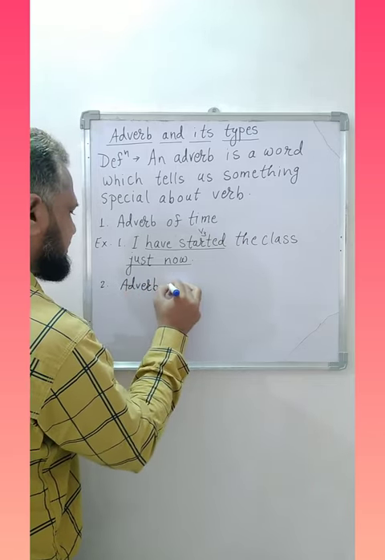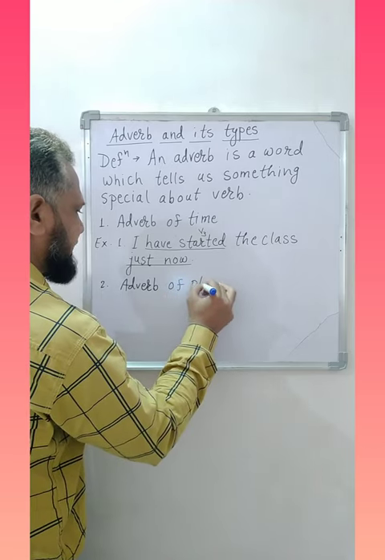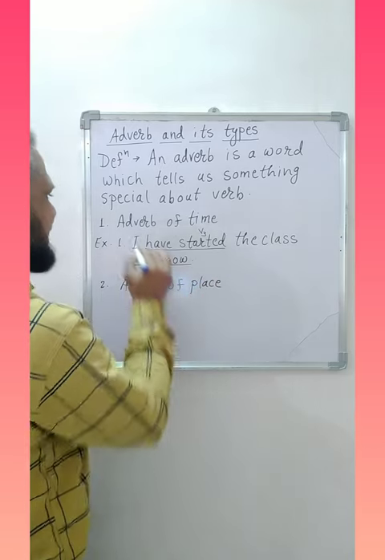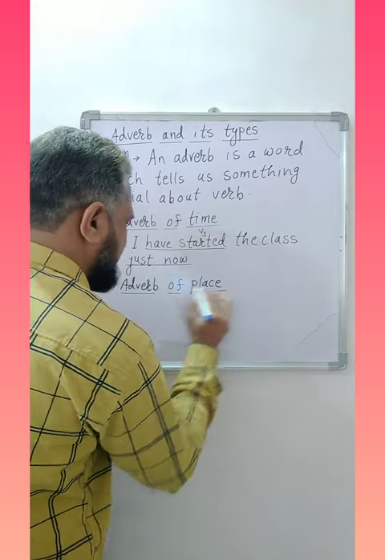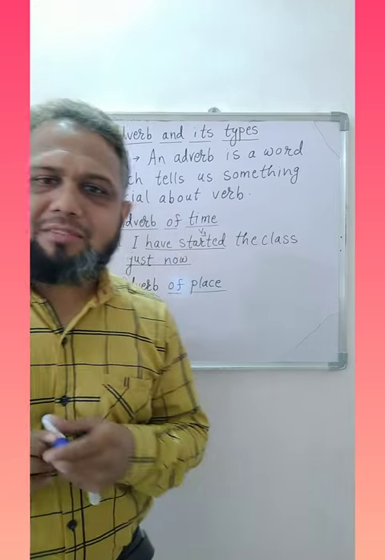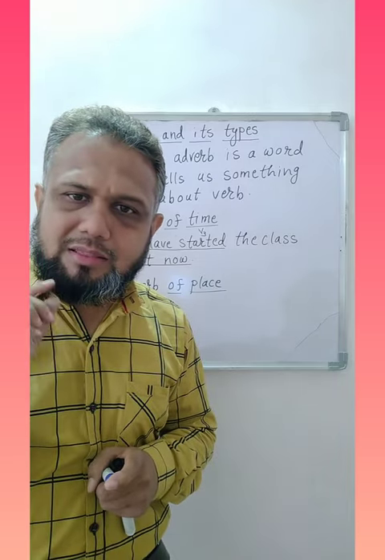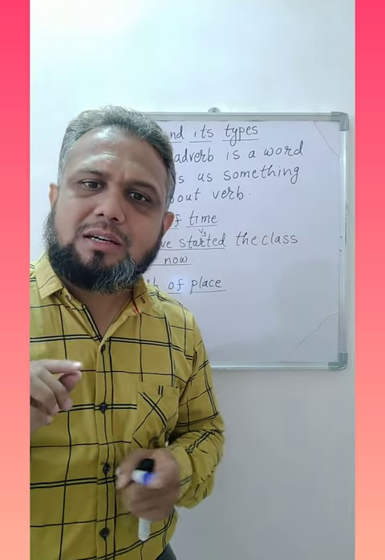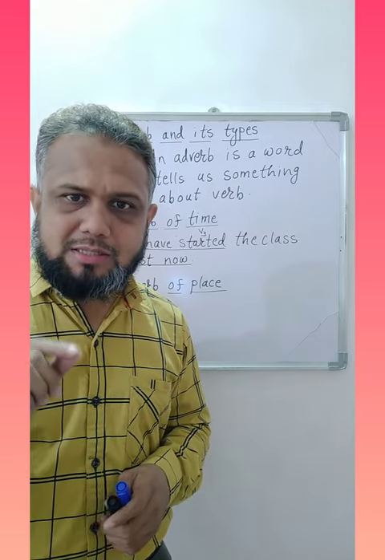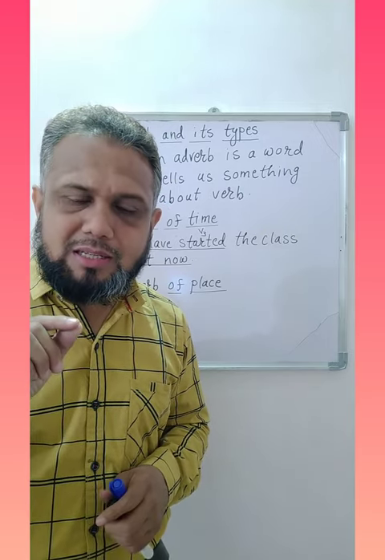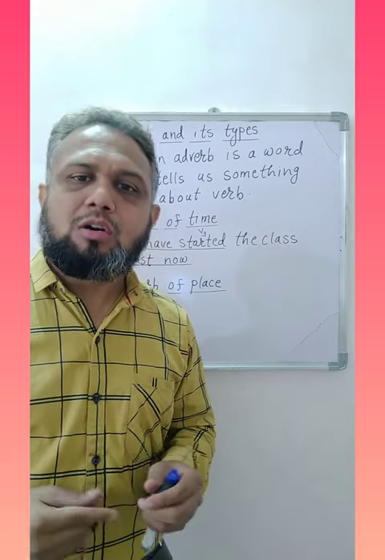adverb of place. Adverb of place means the adverb which tells us where the action happens. Which tells us about the place where the action happens.